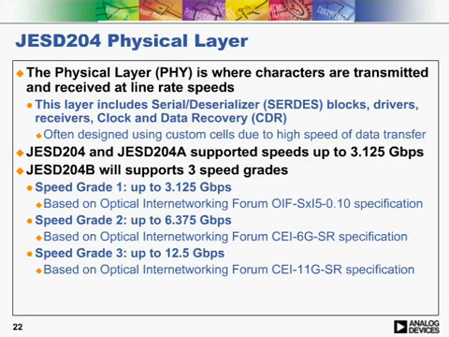The 204B revision of the specification supports 3 possible speed grades. Speed grade 1 supports up to 3.125 gigabits and is based on the Optical Internetworking Forum specification SXI5-0.10. Speed grade 2 supports up to 6.375 gigabits and is based on the CEI-6G-SR specification. And speed grade 3 supports up to 12.5 gigabits per second and is based on the CEI-11G-SR specifications. We'll take a closer look at these 3 specifications in the next few slides.